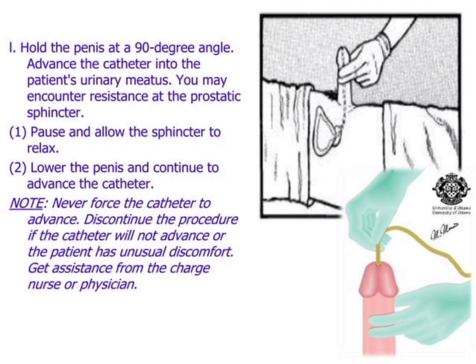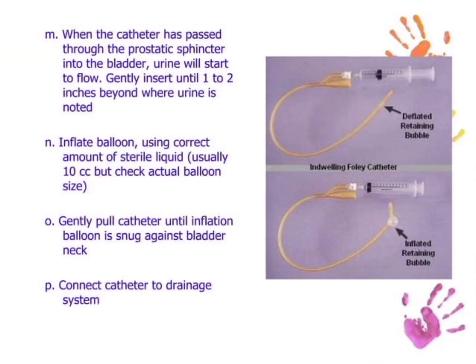Hold the penis at a 90-degree angle. Advance the catheter into the patient's urinary meatus. You may encounter resistance at the prostatic sphincter. Pause and allow the sphincter to relax. Lower the penis and continue to advance the catheter. When the catheter has passed through the prostatic sphincter into the bladder, urine will start to flow. Gently insert until 1 to 2 inches beyond where urine is noted.